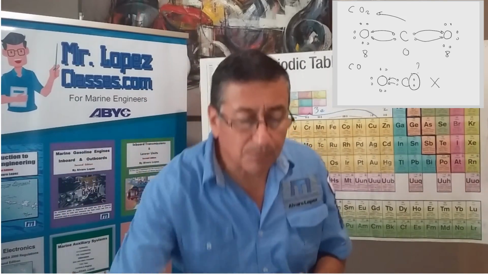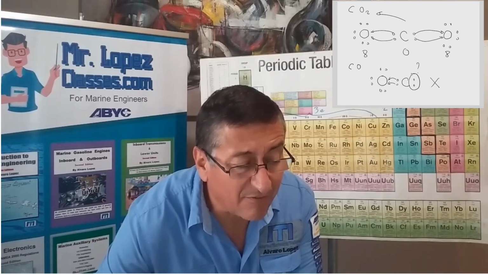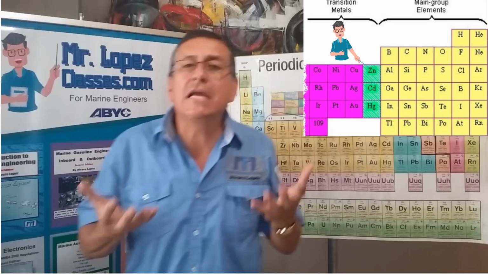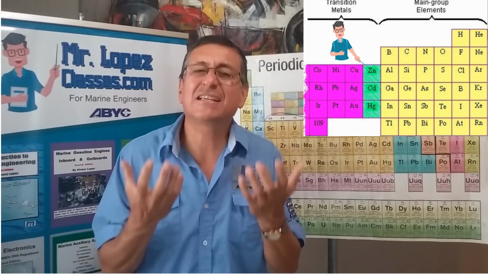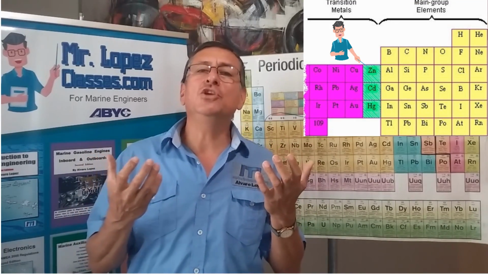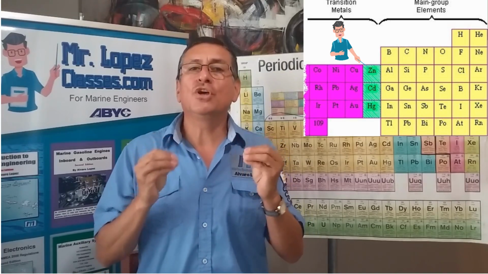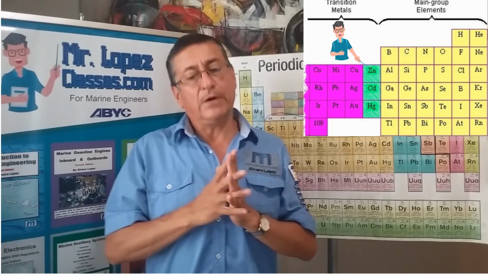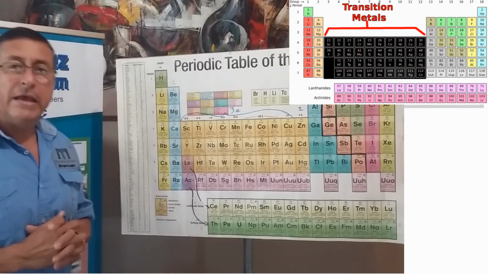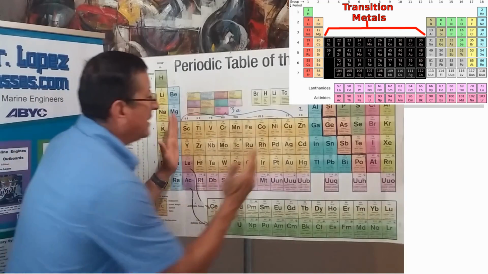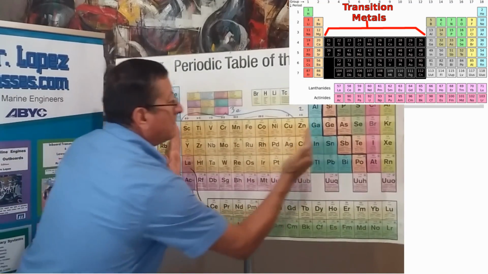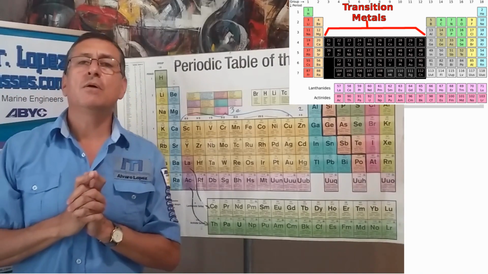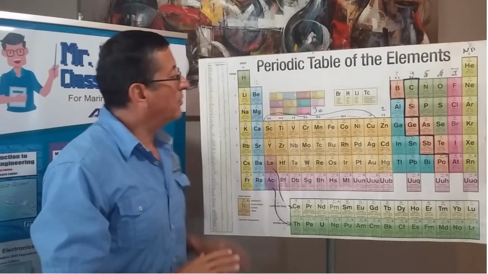And now I have the theory ready to explain what happened with zinc. Why zinc is excellent to protect other metals in your boat. Why people use zinc as the sacrificial anode. All right? Okay. The elements located in this group, the yellow group, in between this and this, are called transition metals. Okay, let me explain before this.